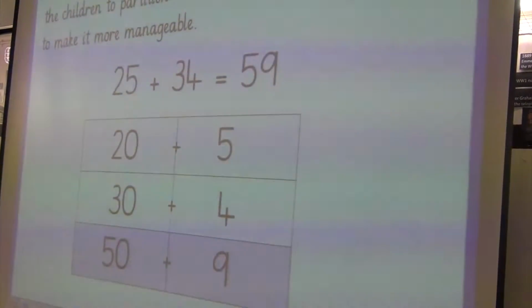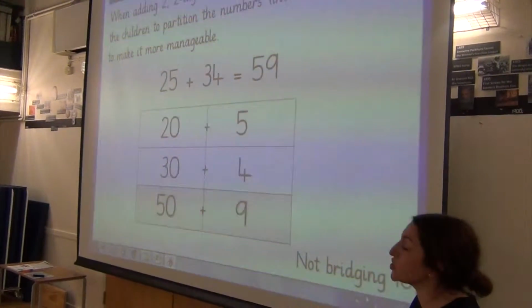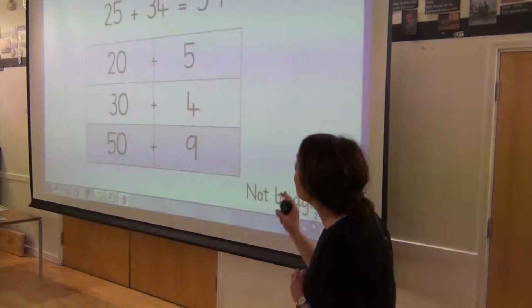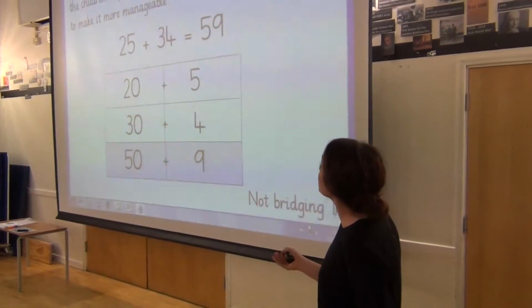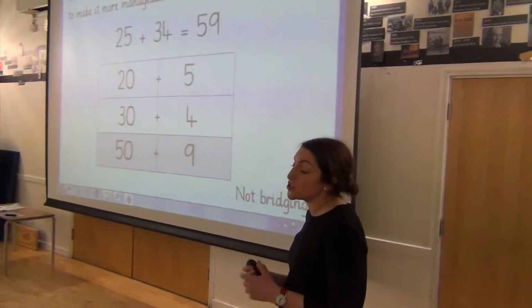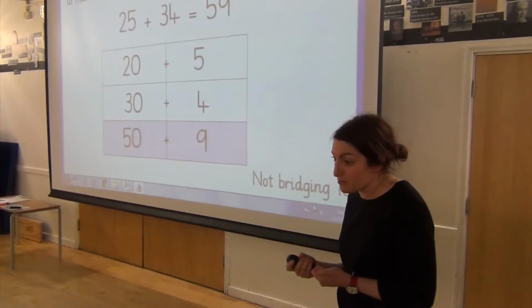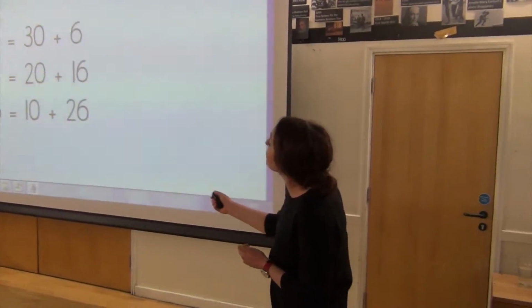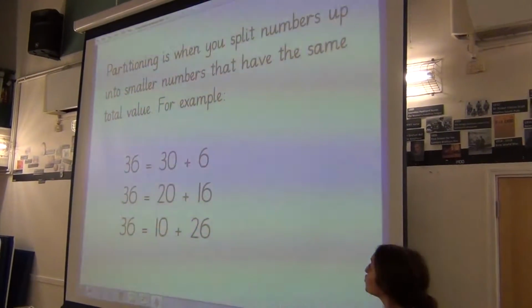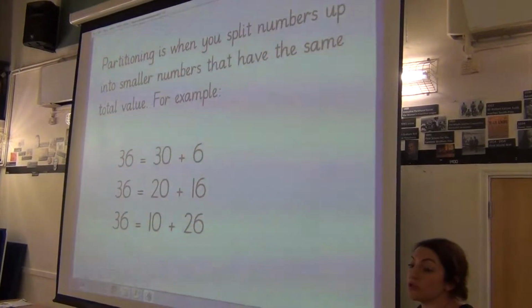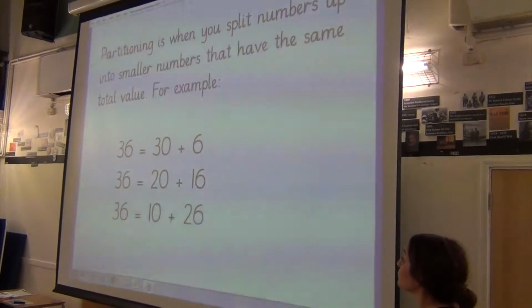Okay, so first of all I'm going to talk to you about how we teach children to add a 2-digit number to a 2-digit number. When adding a 2-digit number and a 2-digit number together, we encourage the children to partition the numbers. By partitioning, it means we're splitting a number up into smaller numbers, but when you put them back together again, they make the same total.